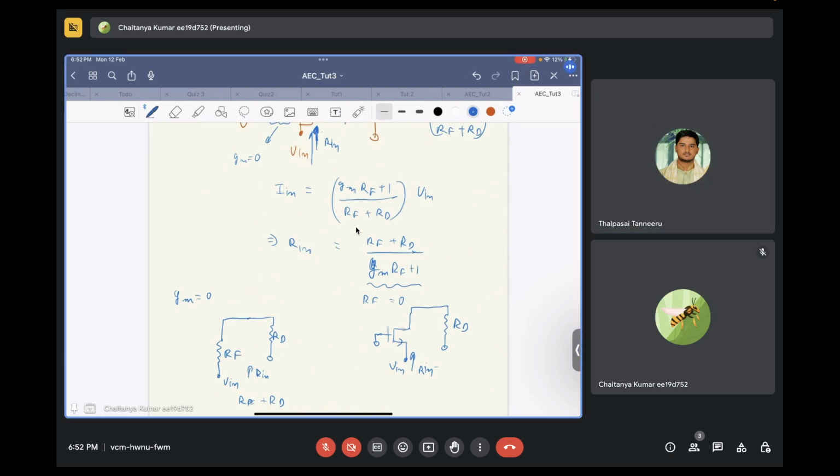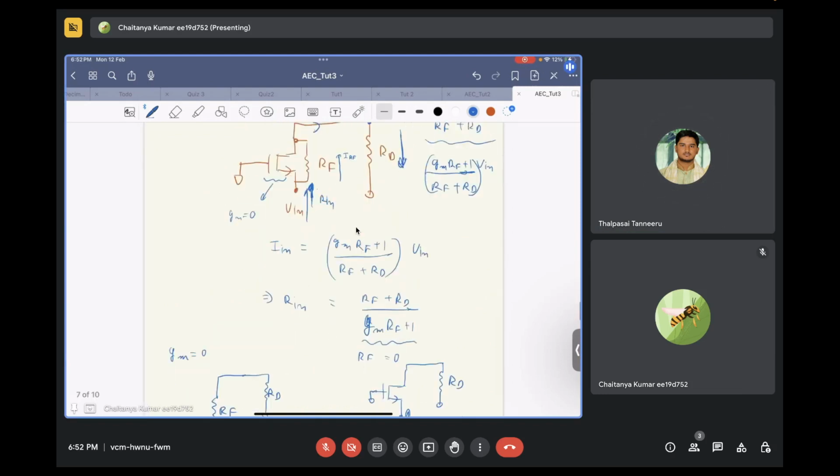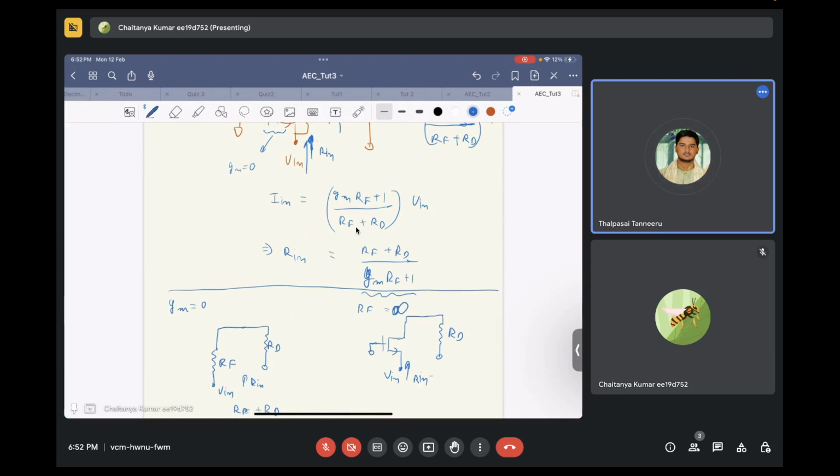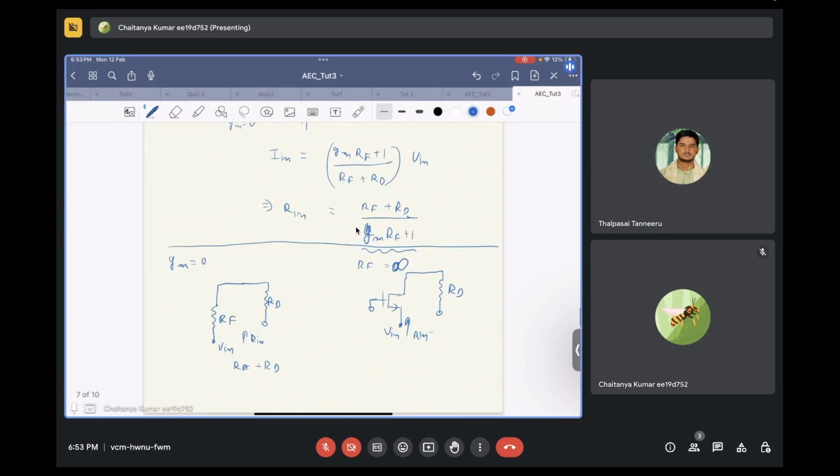Sorry, come again. RD, sir. Not RF equal to 0. RF equal to infinite. Right. That's one. Sir, 1 by GM, sir. 1 by GM, correct? Yes.